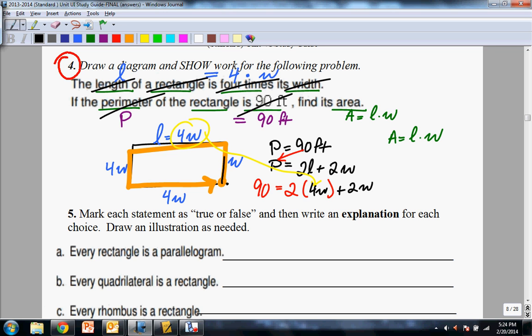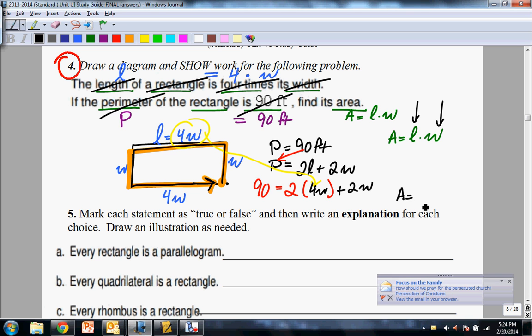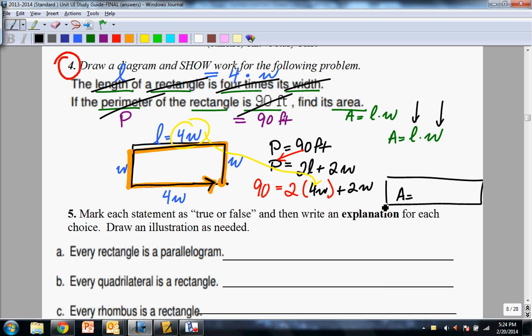If you look carefully, you can also just count it up. W plus 4W is 5W. Plus W plus 4W. That ultimately is 10. So you solve for W, solve for both the width, and then solve for the length, and then you will get the area. You finish the work there.